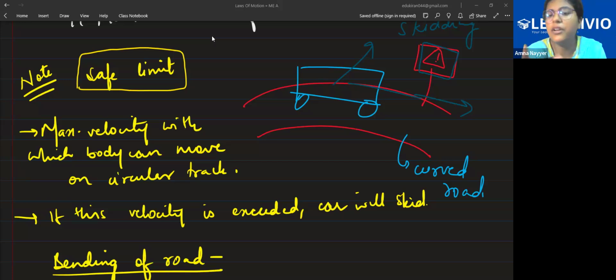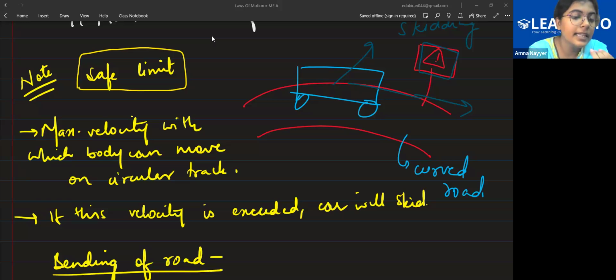On the normal straight roads, the vehicles have their own speed limit, but that is just to prevent accidents, right? Cars shouldn't move at a very high speed, buses shouldn't, trucks shouldn't. So that is the reason. But this particular safe limit which we are discussing is particularly for curved roads.